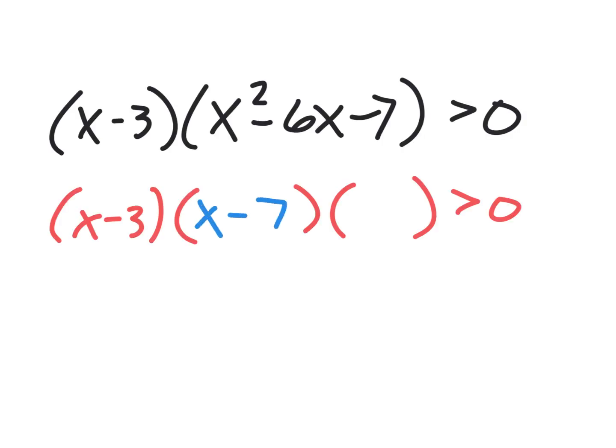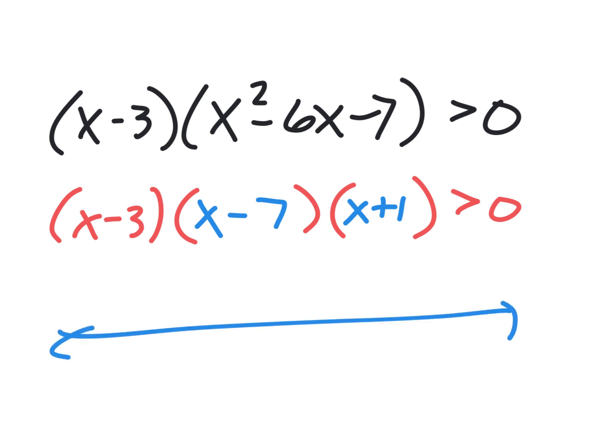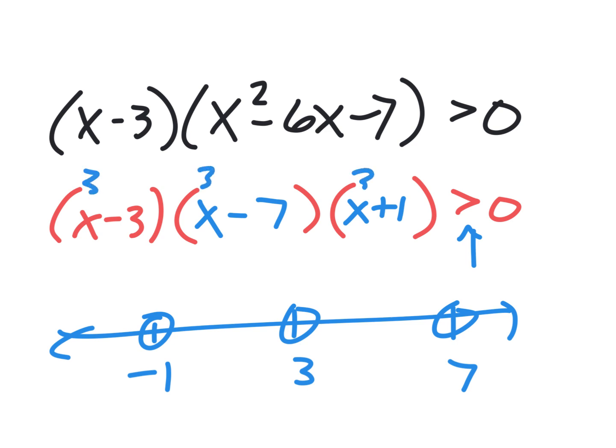Iris, what did you get for the factoring part? X minus 7 and x plus 1. Yep. Dominic, 3 key numbers. 3, 7, and -1. Yep. Do those numbers work? No, because it doesn't want it to equal 0, and they would make it equal 0. If you stuck in 3, it would make this thing equal 0 because of that. So those are empty circles.